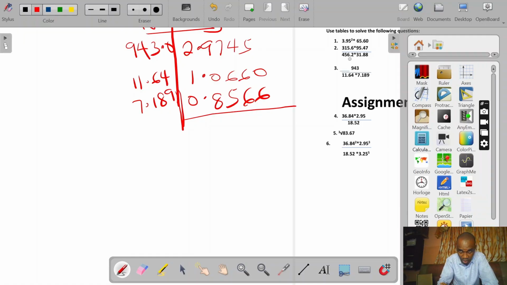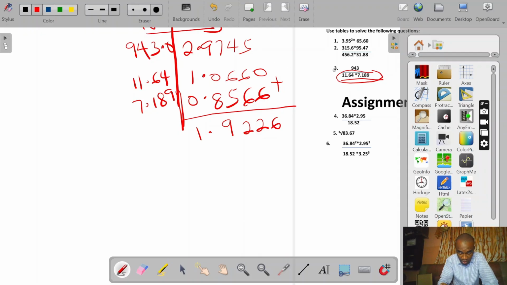So what do I do? I am to add these two together because I am working in multiplication. There's a multiplication here. So I'm to add these two numbers together, these two answers. So that will be 0 plus 6 will give me 6. 6 plus 6 will give me 12. 7, that's 12. Then 9. And 1.9226. That's the answer to this one.